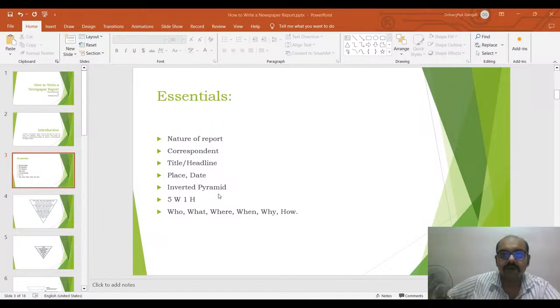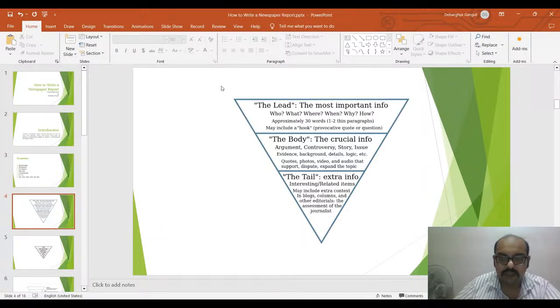So who did it? Where did it happen? When did it happen? What happened? And why did it happen? So these are the first five questions. And finally, how did it happen? So this is the basic line of questioning that a newspaper report does. Now, this structure is very important. This is the newspaper report structure. It is popularly known as the inverted pyramid structure.